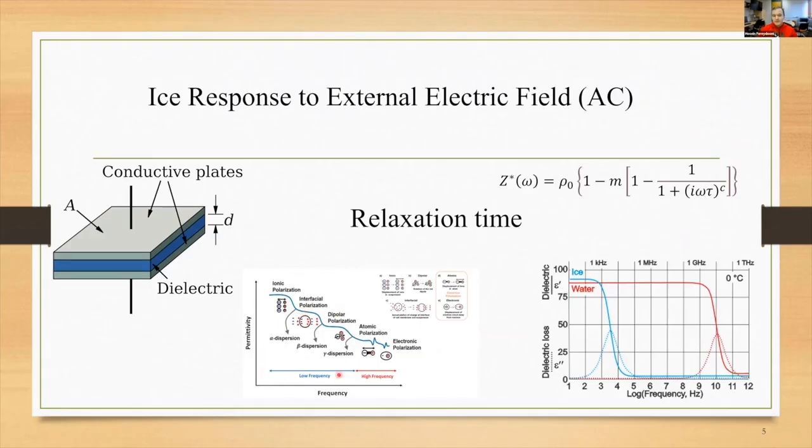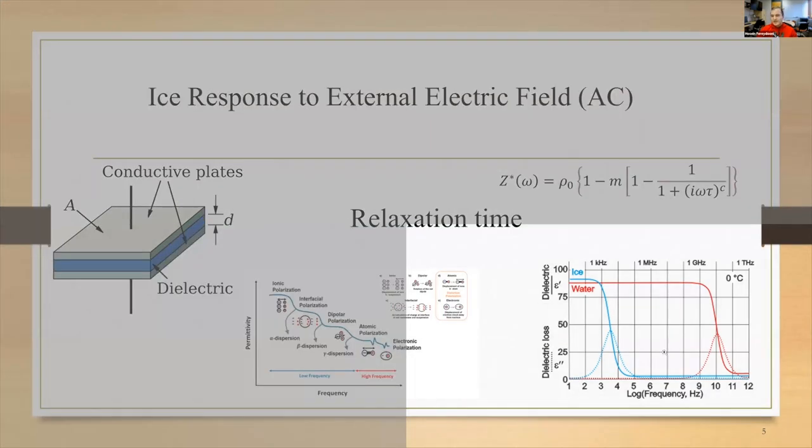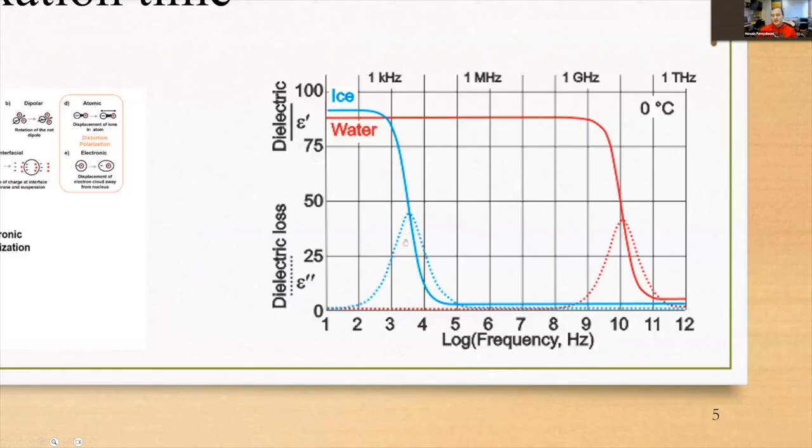For this study, we measured polarization at low frequency. At that low frequency, we have dipolar polarization and interfacial polarization. By knowing the relaxation time, we can get a better clue about the ice. And it's a unique feature of ice, because ice relaxation happens at a certain, unique time.